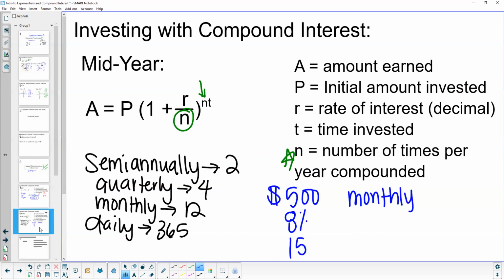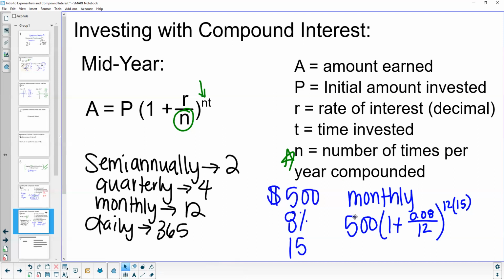Last time we ended up getting a quantity of $1,586.08. If I compound it monthly, we'll use our new formula of 500 times (1 plus 0.08 divided by the number of times per year, which is 12) to the power of 12 times 15. Now I'm going to go ahead and type this into my calculator here. I would challenge you to do the same. So we do 500 times (1 plus 0.08 over 12) to the power of 12 times 15. And what we end up getting is $1,653.46.